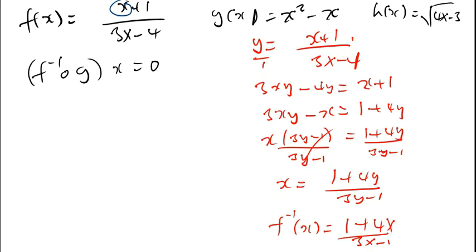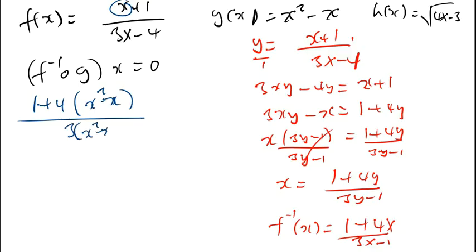Now where there is x, put g. It means that this is going to be 1 plus 4, where there is x, put g, to be x squared minus x. Then divide it. What am I doing? I'm going to divide everything by 3. Where there is x, you put this. Then minus 1, equal to 0.